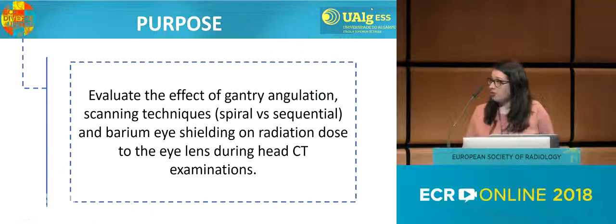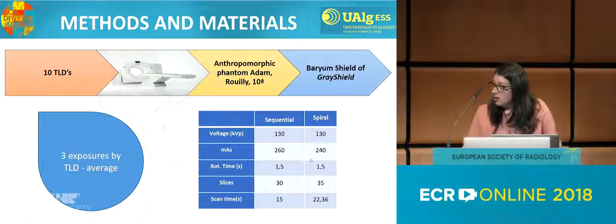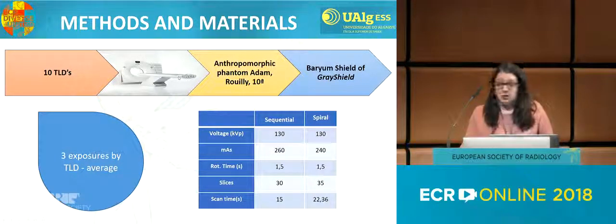The aim of this study is to evaluate the effect of gantry angulation and scanning techniques like spiral versus sequential, and barium eye shielding, on radiation dose to the eye lens during head CT examinations. We used 10 TLDs, a Somatom Emotion 16 slices, an ATOM phantom, and a barium shield. Three exposures were made per TLD, and finally the average was taken.